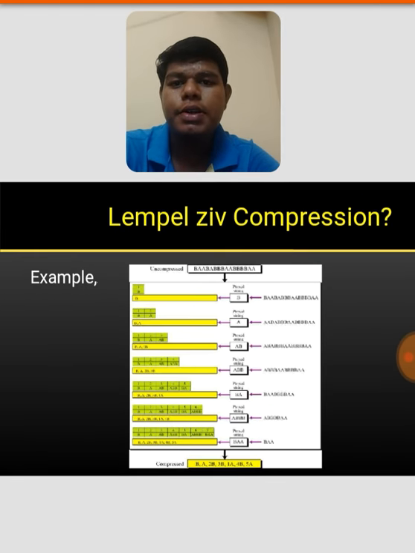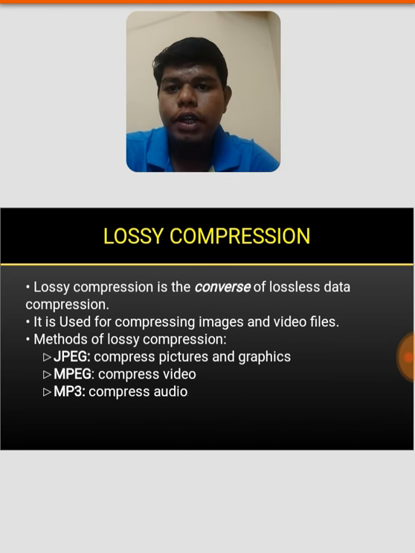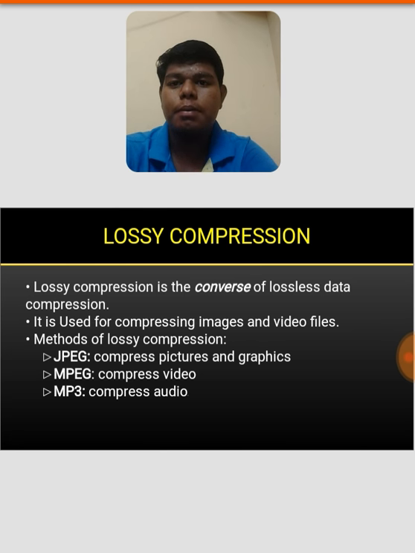The dictionary compression is finished, and then we are going to lossy compression. Lossy compression is the converse of lossless data compression, which means it is the inverse of lossless compression. Lossless is used for compressing text or program files, and what is lossy used for? Images and file compression. The methods of lossy compression are JPEG, MP3 and MPEG.